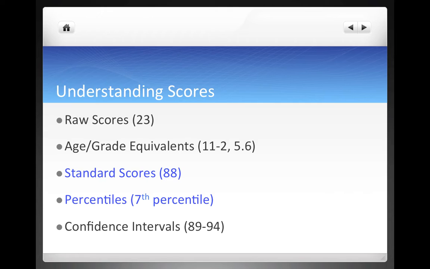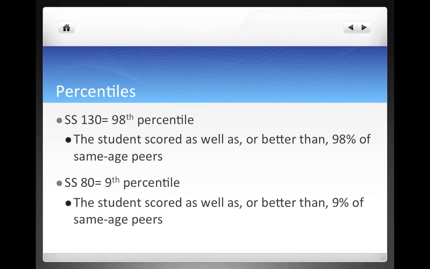So let's talk a little bit more about standard scores and percentiles, as those are going to be the scores that we're really focusing on. Those two scores are directly related and correlated. The standard score falls on the normal bell curve and is translated into a percentile to help us understand how the performance compares to other students of that age and grade level. So for example, if a student scores in the 98th percentile, it's an extremely strong score. It's telling us that they scored as well or better than 98% of their peers. So that's an extreme area of strength.